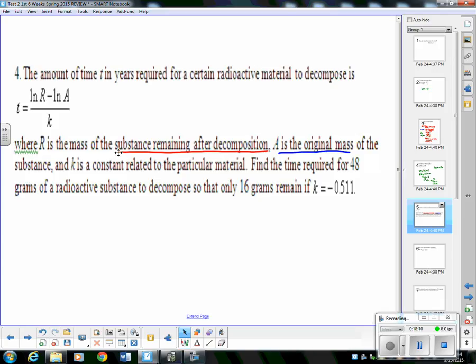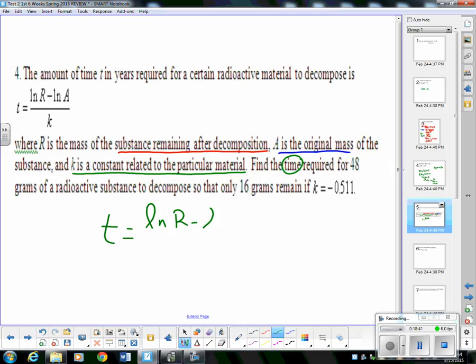And better yet, it tells you what K is. K is a constant related to the particular material. So the problem says to find the time required for 48 grams of radioactive substance to decompose to only 16 grams if K is negative 0.511. Well, it says to find the time. If you look up there, time is T. So T is equal to the natural log of R minus the natural log of A, over K. So as long as we know what R, A, and K are, we're good. Well, as it turns out, K is real easy.